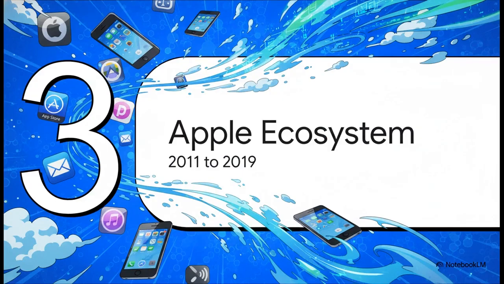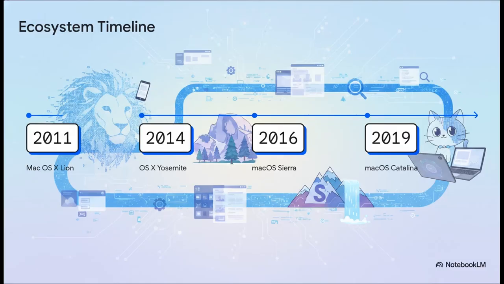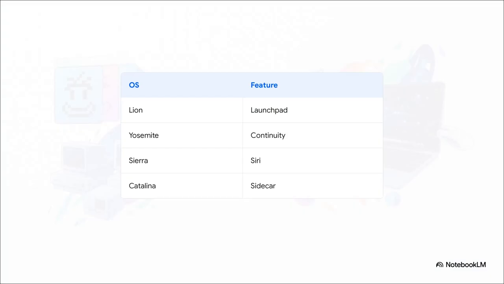Moving right along to Part 3, integrating the Apple ecosystem from 2011 to 2019. As the iPhone absolutely dominated the tech world in the 2010s, we start seeing those brilliant iOS ideas bleeding directly into the desktop, tracking from Lion in 2011 through Yosemite, Sierra, and up to Catalina. It's super cool to map out exactly when your favorite features jump from your pocket over to your desk.